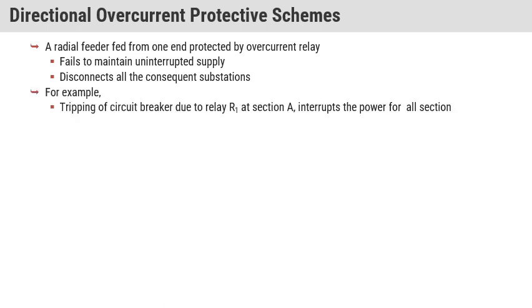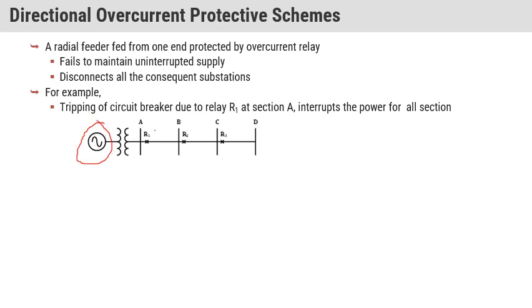For example, tripping off the circuit breaker due to relay R1 at section A interrupts the power for all sections. So if relay R1 operates, it interrupts the power for all sections, because the source is located here and our relay R1 is located here. If relay R1 opens, it will separate the whole power system from the source.